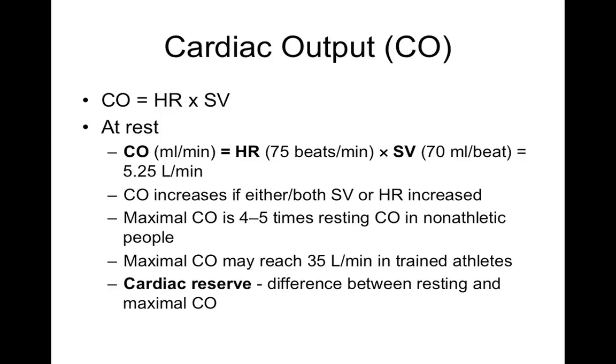So that's cardiac output. So cardiac output at rest can be close to or more than 5 liters. And we know that 5 liters is about your average blood volume. So it means that at rest, your heart can pump your entire blood volume in 1 minute. Maximal cardiac output, you guys, is 4 to 5 times resting cardiac output. So what this means is you could pump as much as 30 liters of blood during exercise in 1 minute.